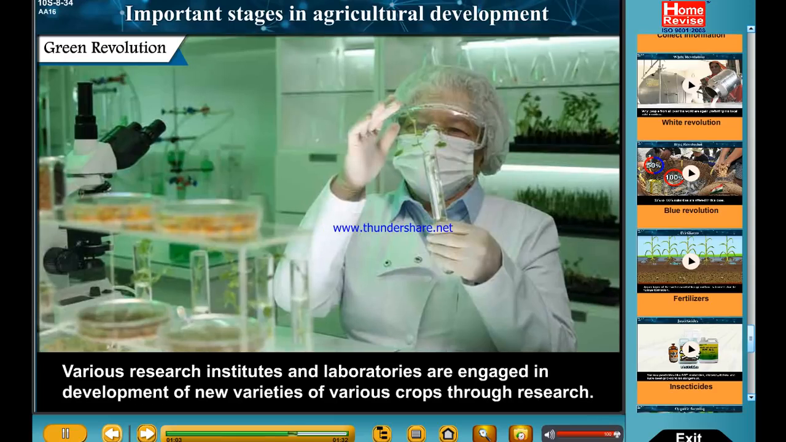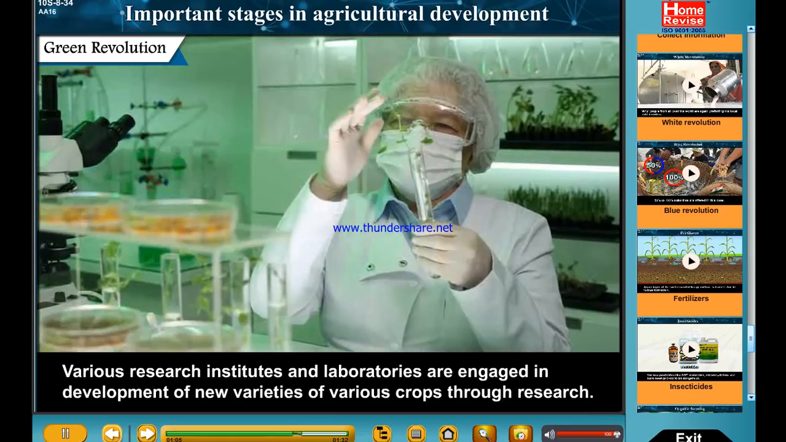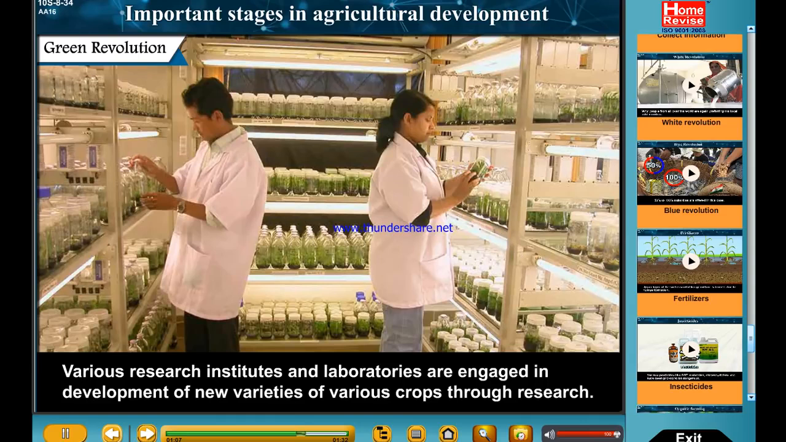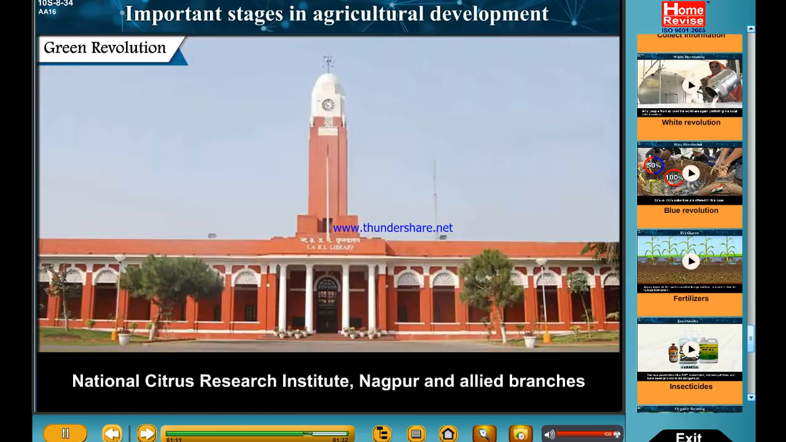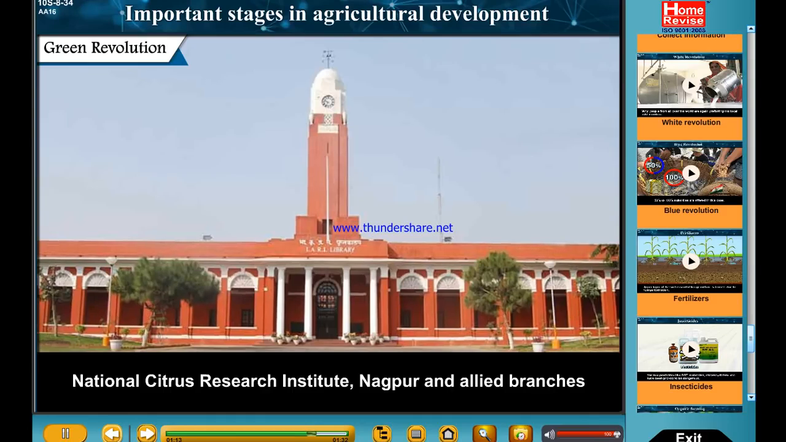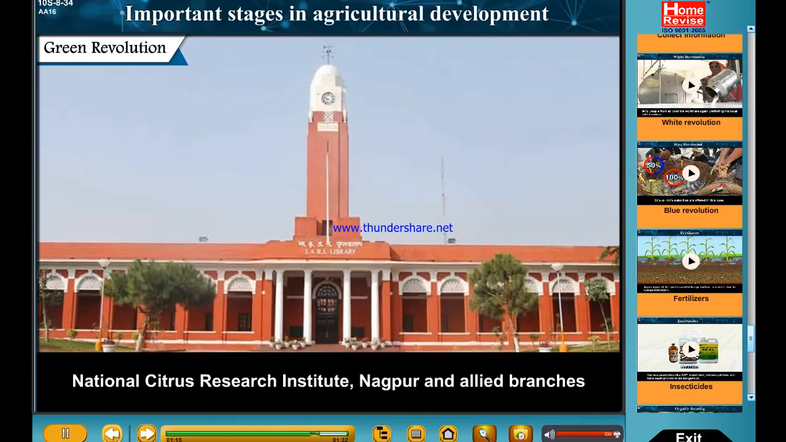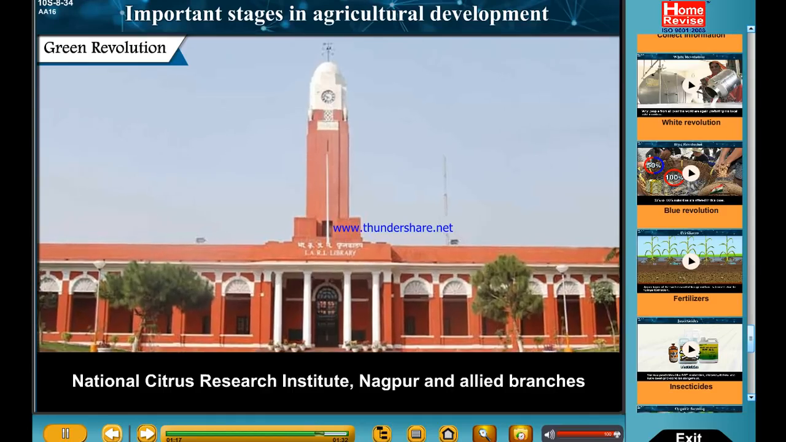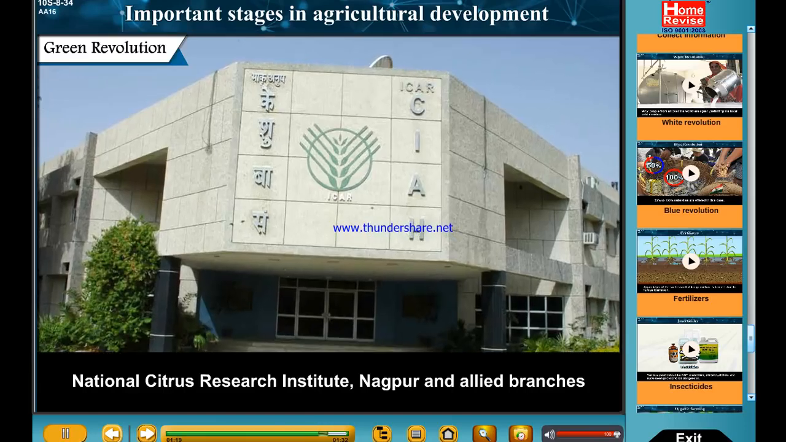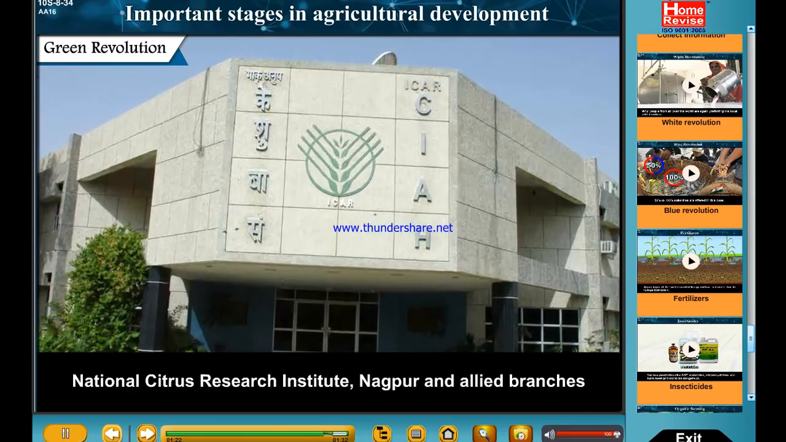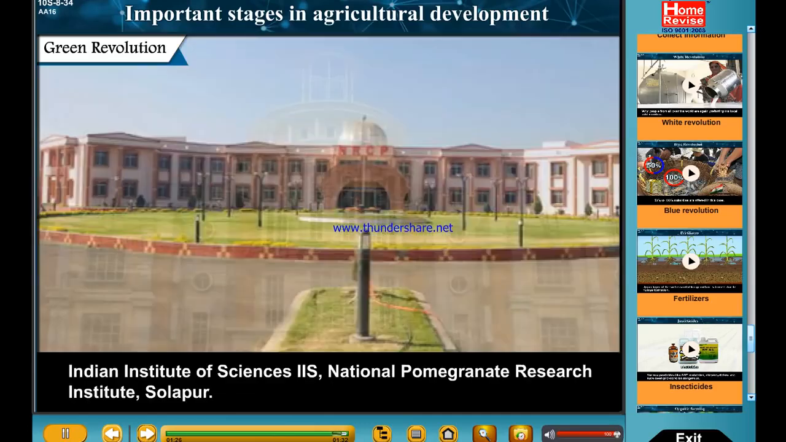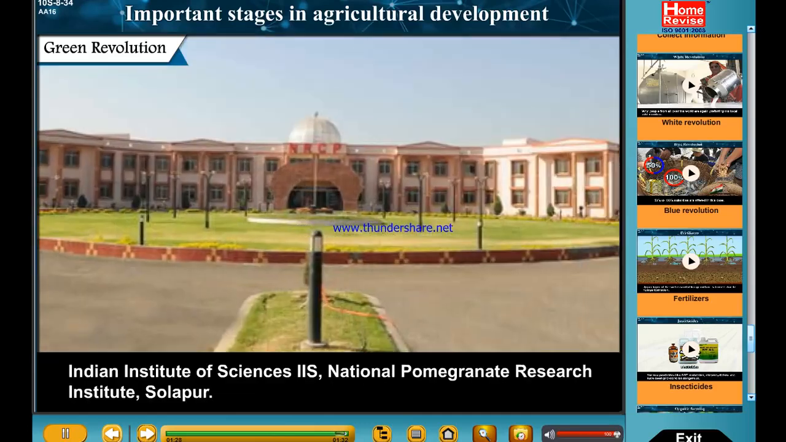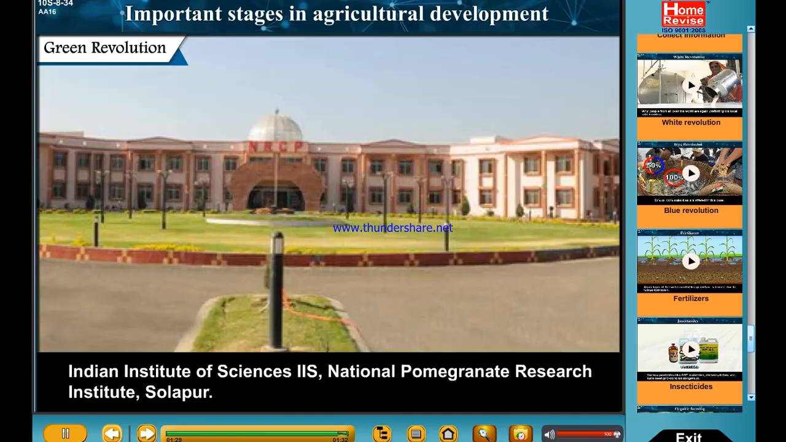Various research institutes and laboratories are engaged in development of new varieties of various crops through research. Example, Indian Agricultural Research Institute, IARI, New Delhi, National Citrus Research Institute, Nagpur and allied branches, Indian Institute of Sciences, National Pomegranate Research Institute, Solapur.